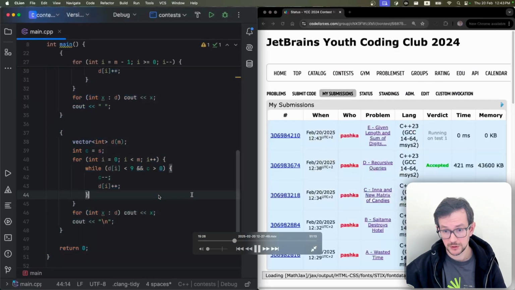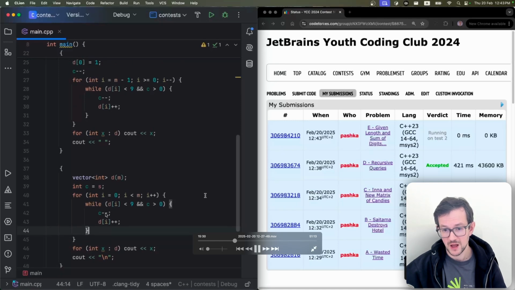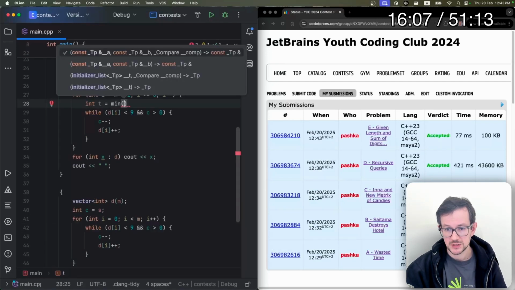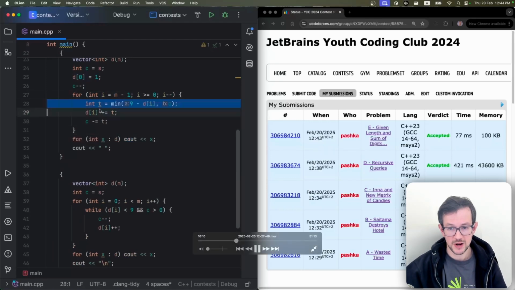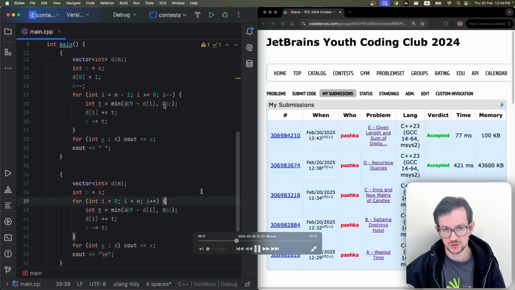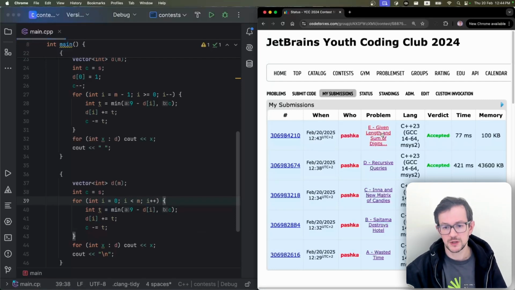It's not the fastest code. Yes, I add them one by one. Instead of this while, I can calculate this value directly. Let me show you. Instead of doing this while, I can just count how much I can add to this digit. It's the minimum of 9 minus d_i and c. So it's how much I can add to this digit. So instead of this while, I can just calculate and do it in one step, but it actually will not improve my solution that much.